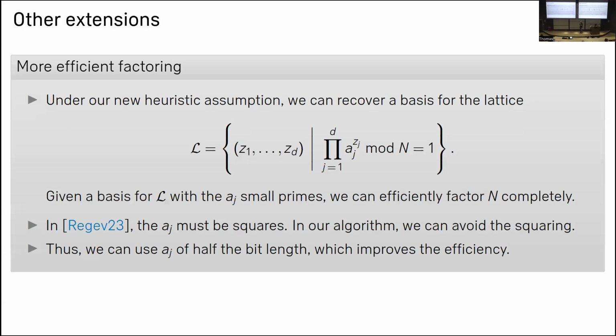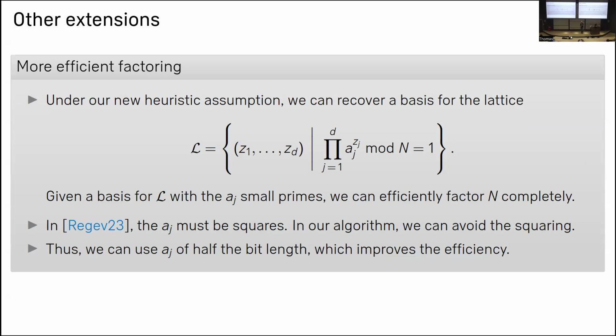Our new stronger heuristic assumption also allows us to quite easily develop further variants of Regev's algorithm. For instance, a variant for Mod N that allows for somewhat more efficient factoring than the algorithm proposed by Regev. So based on our new heuristic assumption, we can argue that we can find a basis for a lattice defined like this when A1 to AD are small primes.